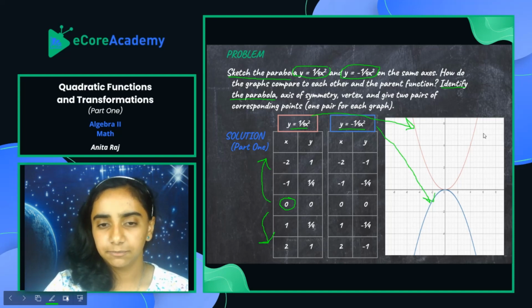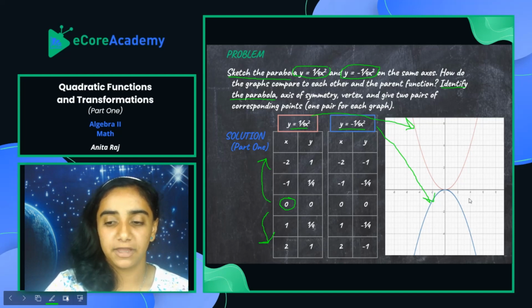So as you can see, we sketched the parabolas. They correspond to one another because they're reflected. You see how this one is reflected. These are a reflection of each other over the axes.